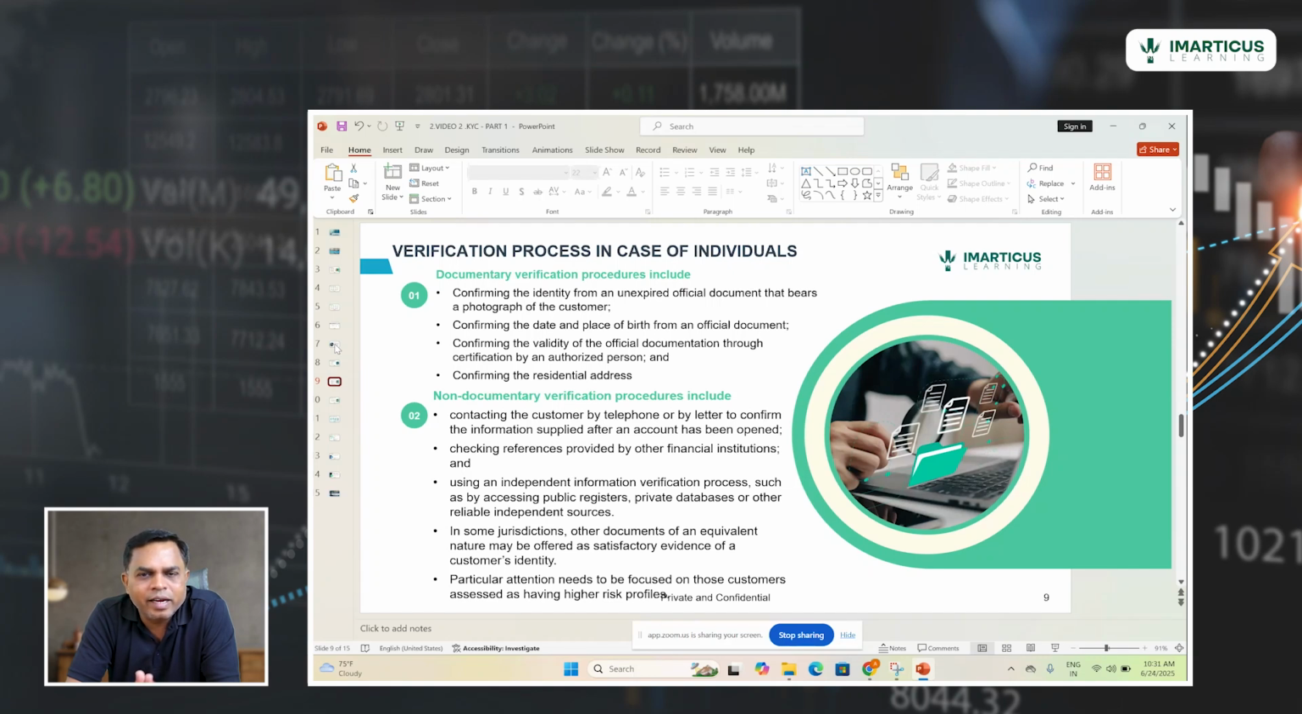Or let's say we are dealing with a company, they need to ensure that the company is authentic and registered. So they can go to the company registrar's website and ensure that the registration numbers given by the client are authentic. So these are some of the examples of documentary verification.